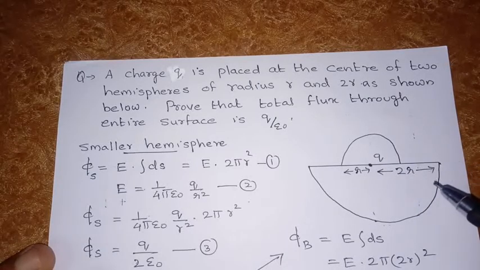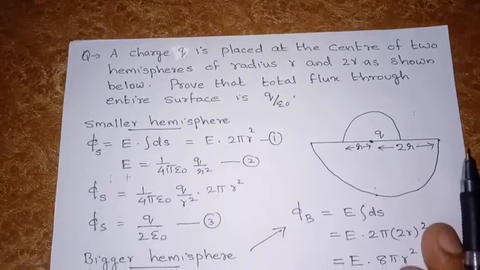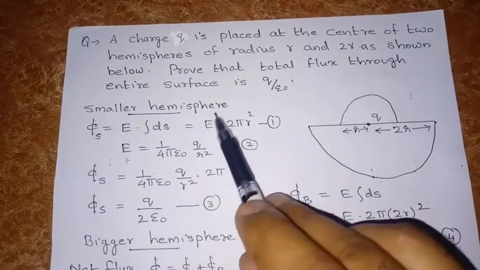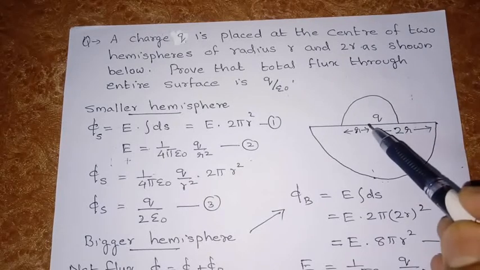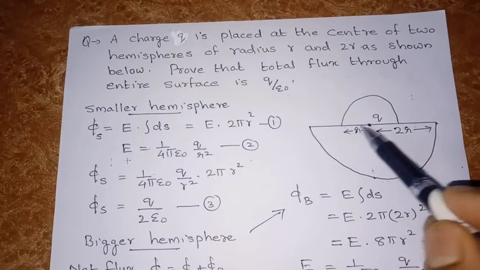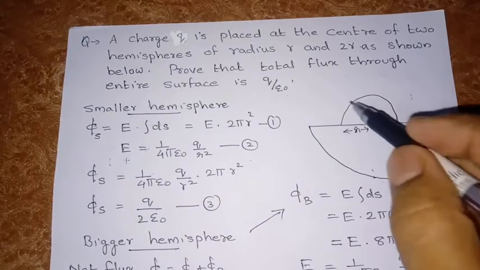Gauss's theorem says that the total flux passes through the entire surface must be equal to q by epsilon 0. That we have to prove. First of all, let us take the smaller hemisphere. Where is the smaller hemisphere? This is the smaller hemisphere. Radius of the hemisphere is r. Now, what is the flux passes through the smaller hemisphere?